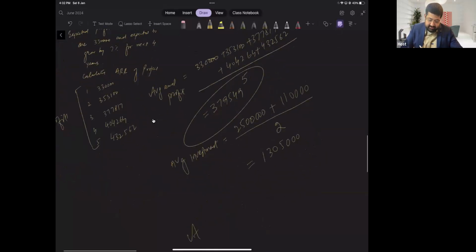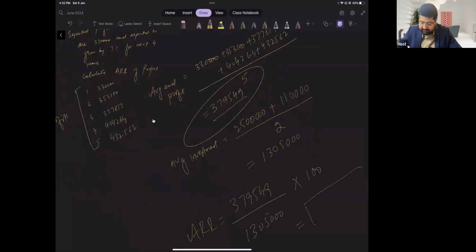Next, ARR: average annual profit divided by average investment into 100. Yes, what is the answer? ARR. 29.1%. 29.1%. That is accounting rate of return.